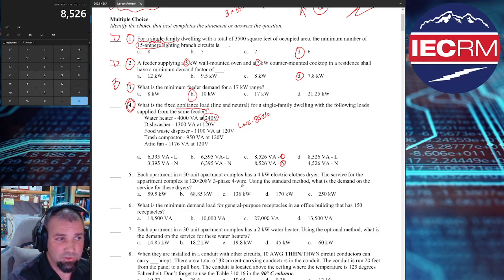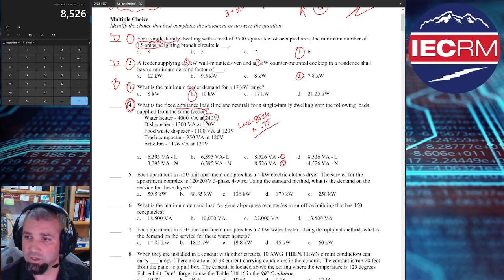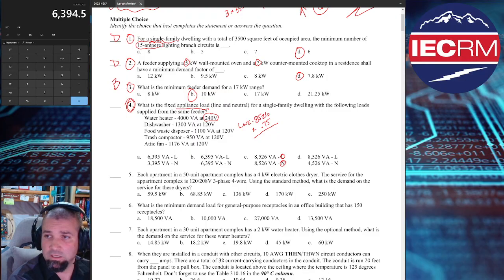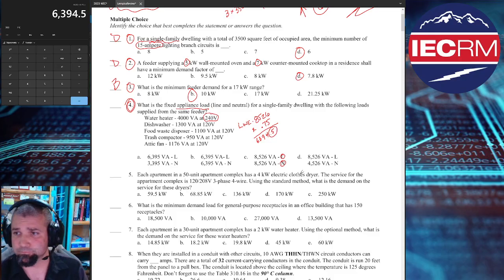8526. Now, I do have 4 or more appliances that are fastened in place, so I do get a 75% reduction. So I'm just going to multiply that by 0.75. Okay, let's punch her in. Times 0.75 equals 6394.5. Let's talk about that 0.5 for a second.